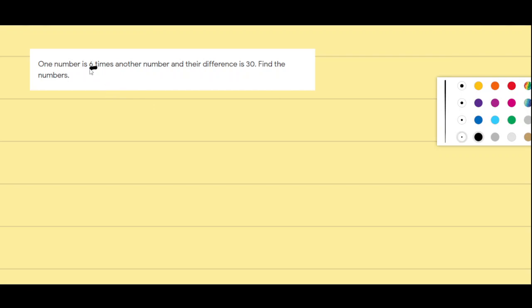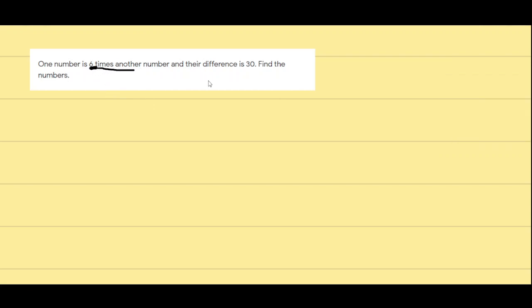So one number is 6 times the other and the difference is 30. These are the key words in the problem. Whenever you are solving a problem, always look for the key words. These word numbers, if they change this number and put banana, it will still not change the solution of the problem. Say one banana is 6 times another banana and the difference is 30. Find the bananas. Though it may sound funny, actually if they change any of these letters here, it will not change the problem.